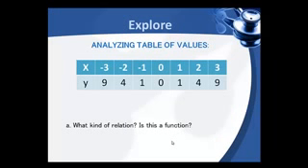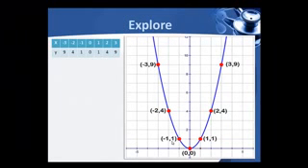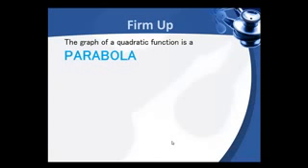What kind of a relation is this? Is this a function? Let us sketch the graph and describe its shape. Here, we have its graph. It is a U-shape. The graph of a quadratic function is a parabola.